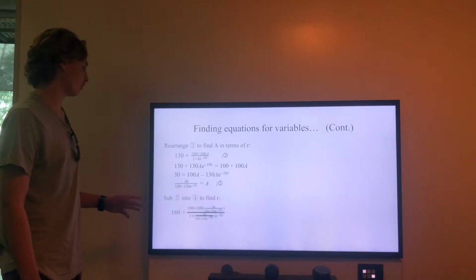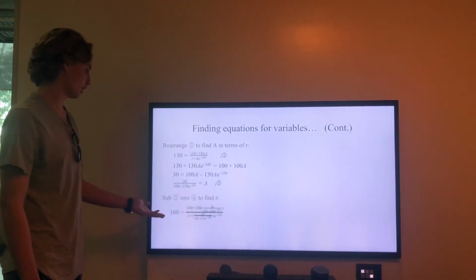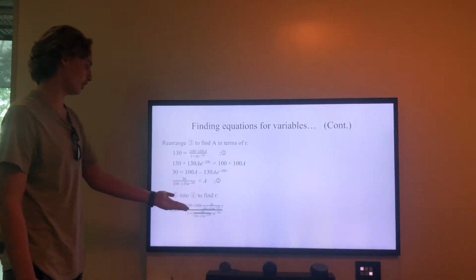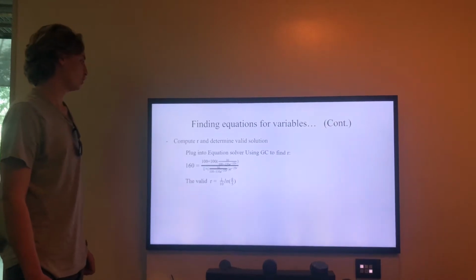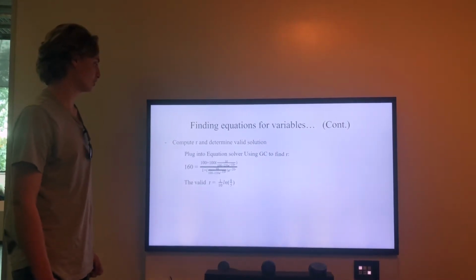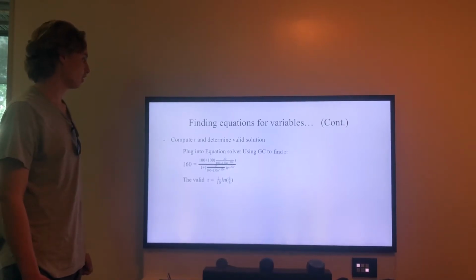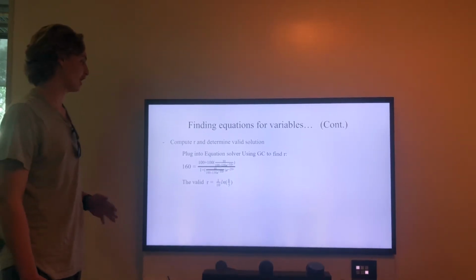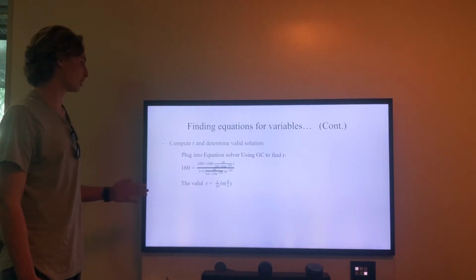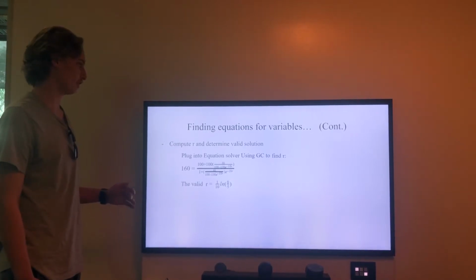We sub 5 into 4 to find r, which leaves us with the equation for 160 in terms of only r and e. We compute r and determine the valid solution. We plug into the equation solver using a graphics calculator to find r, which leaves us with this equation. The valid solution for r equals 1 over 10 natural log 8 over 5.